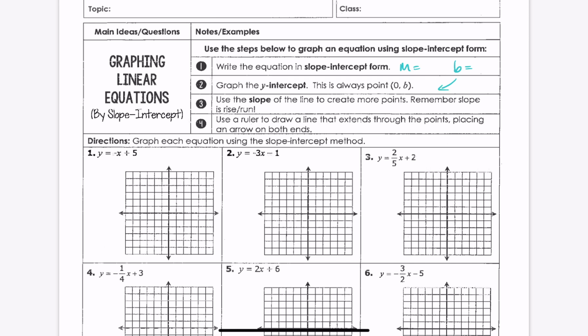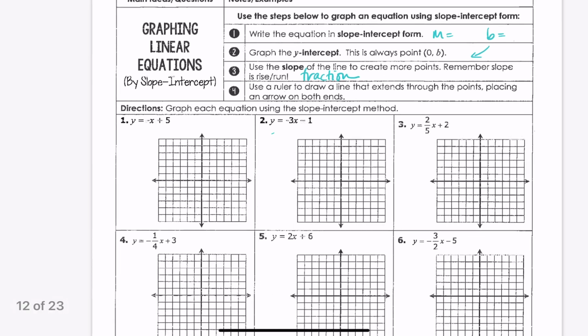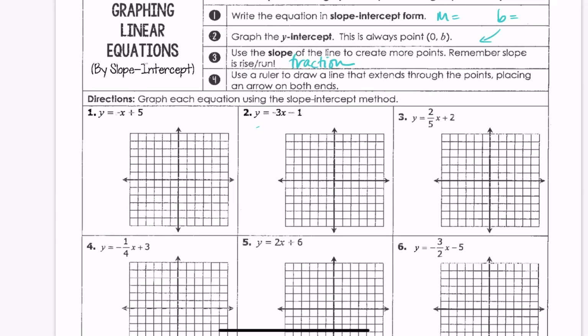Then you're going to use the slope from that point to create the next point. So you want to have a fraction for your slope, right? Even if it's not a fraction, you're going to turn it into a fraction. And then you're going to use a ruler to draw the line. And you want to have arrows on both ends. So let's look at the first one.